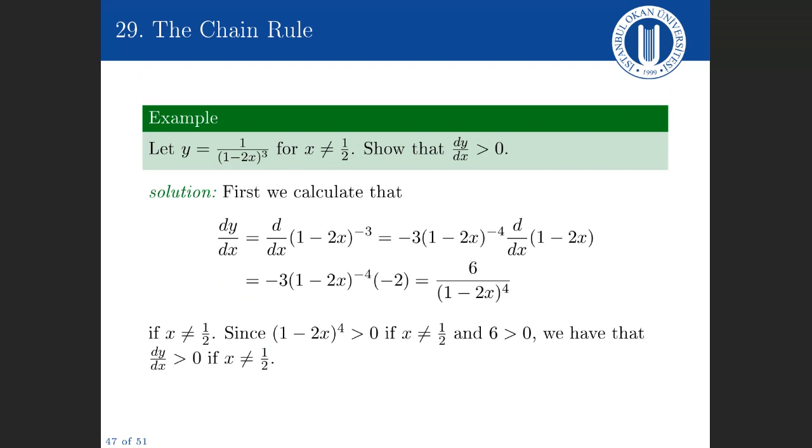Let y be 1 divided by 1 minus 2x cubed, as long as x is not a half, because we don't want to be divided by 0. Show that dy/dx is always a positive number.